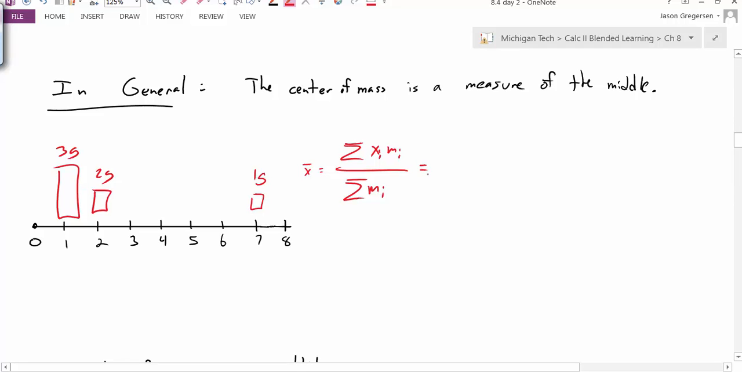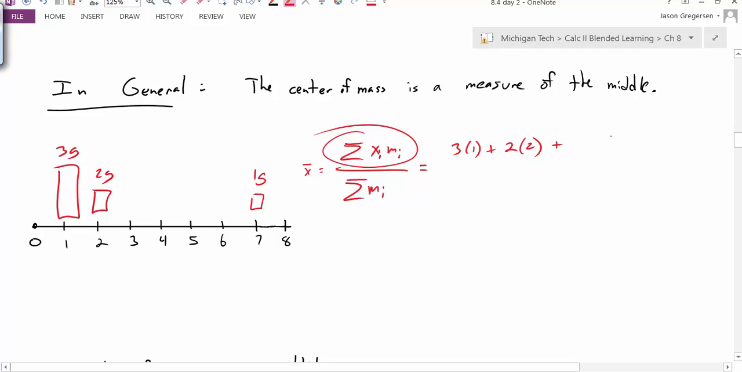And so what does this actually look like for this problem? Well, my first object has a mass of 3, and it's at position 1 distance away from my far left-hand side. I'm going to add that because it's the sum of all those moments. I'm going to add that to my next object. My next object has a mass of 2, and it's positioned at x equals 2. That's its distance from some reference point.